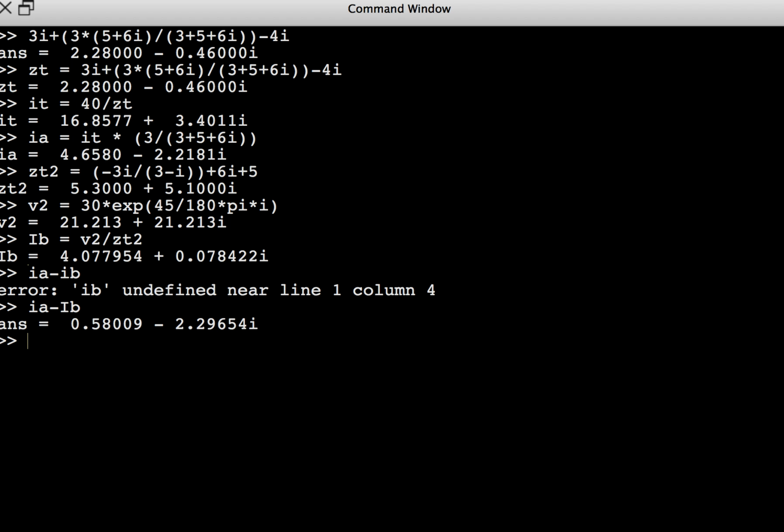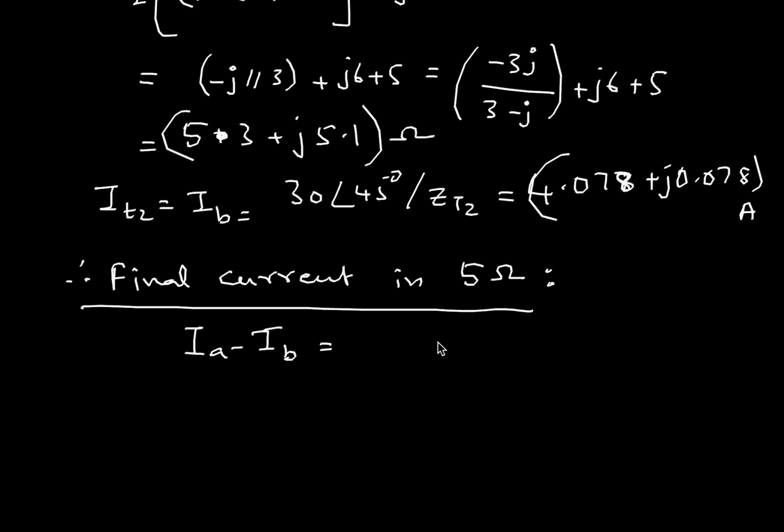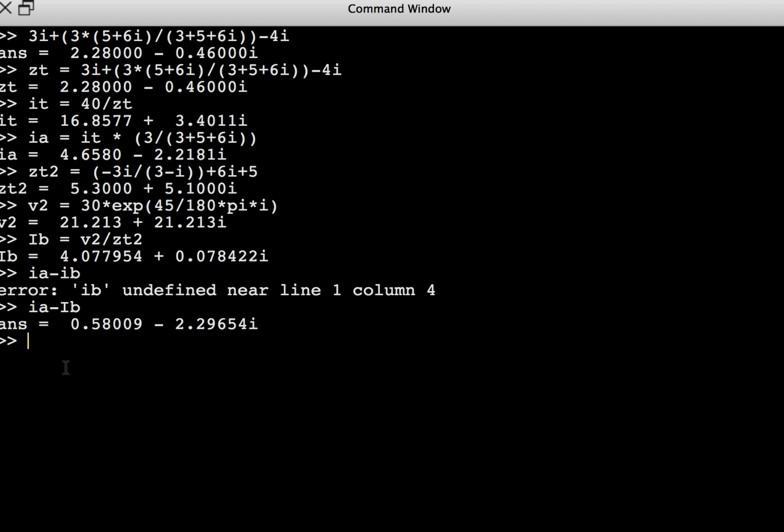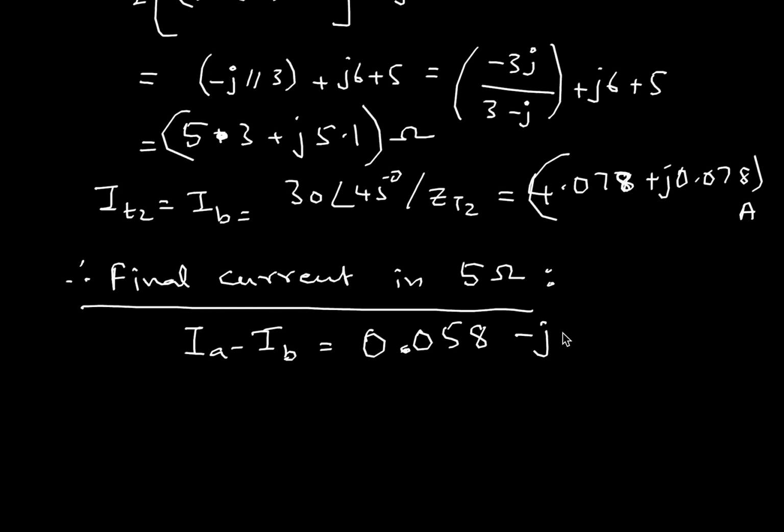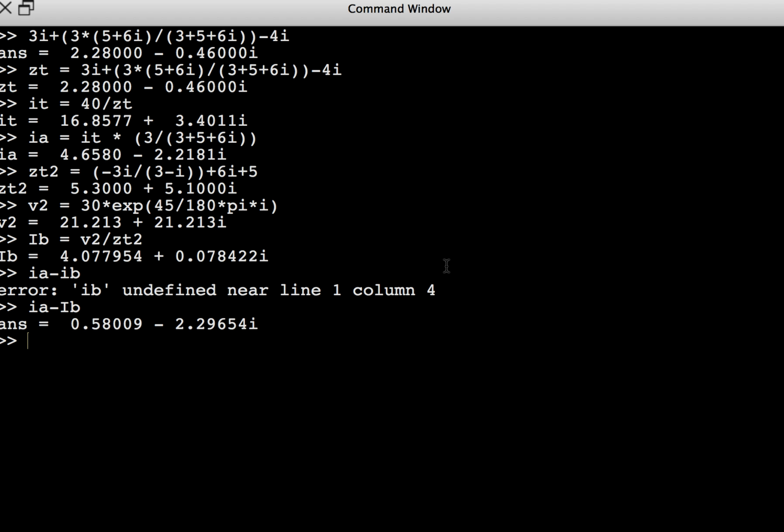Okay, so this is the current: 0.058 minus J 2.296. So this is the answer. Now I can express this in polar form. So how do we express this in polar form?